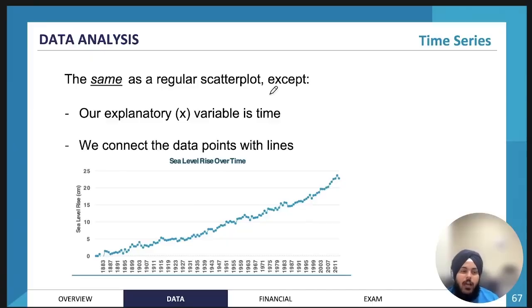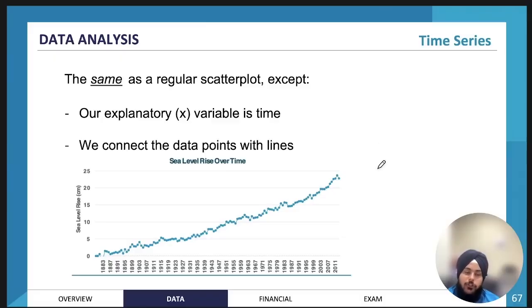Okay, so now we'll move on to time series. Time series are the same as a regular scatter plot, except there is only one explanatory variable, and that is time. The response variable is usually whatever we're measuring. For example, in this case, it's the sea level rise. What the time series is really good for is estimating the trend of a certain value over a long period of time. So in this graph, we can easily see that the sea level is rising over time.